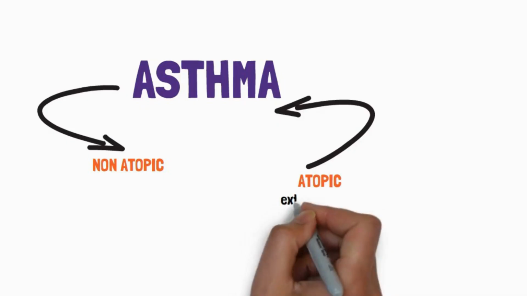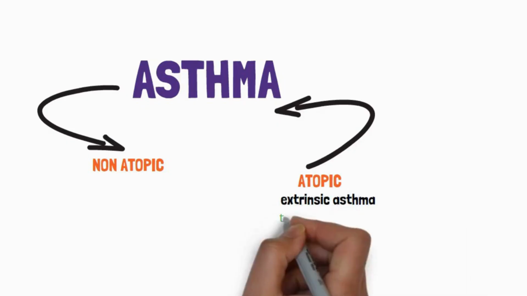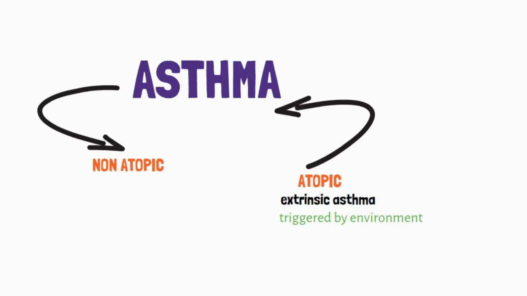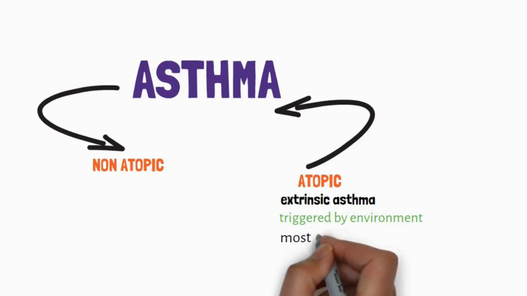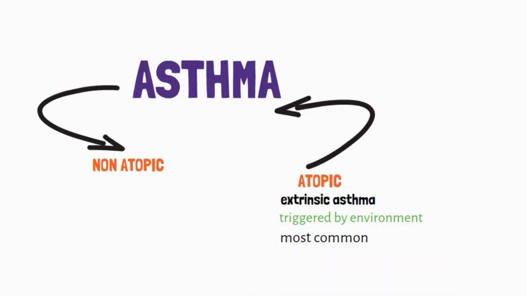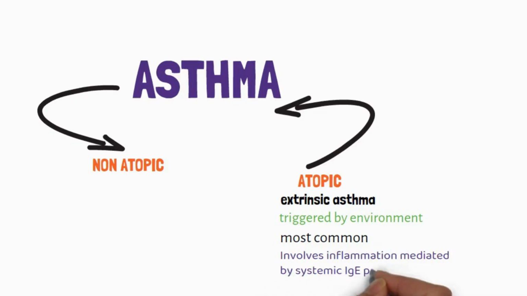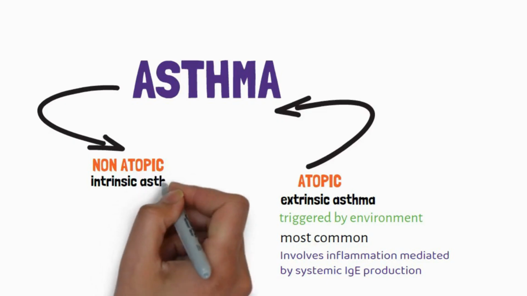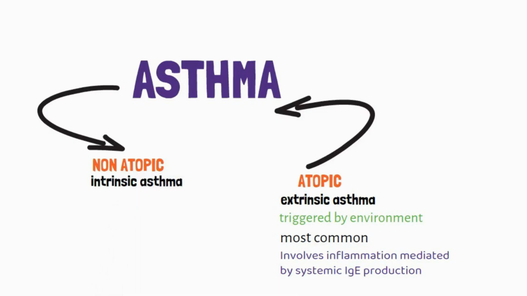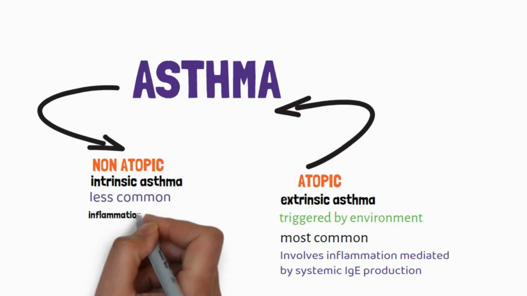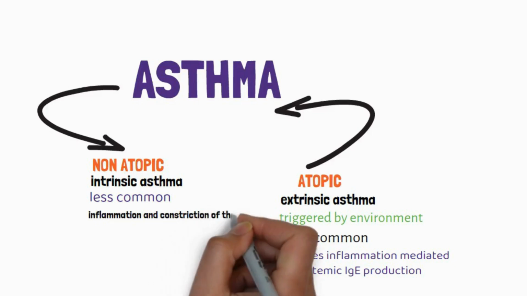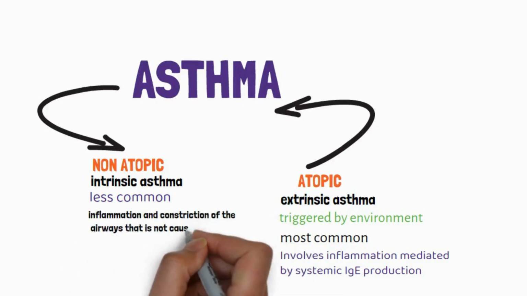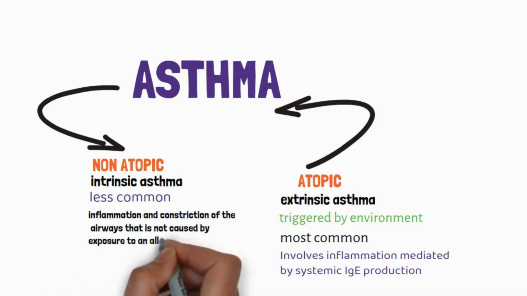Atopic asthma is extrinsic asthma, meaning it is triggered by the environment, and this type of asthma is the most common. Atopic asthma involves inflammation mediated by systemic IgE production. Non-atopic asthma, on the other hand, is an intrinsic asthma, and this is far less common. Non-atopic asthma therefore refers to inflammation and constriction of the airways that is not caused by exposure to an allergen.